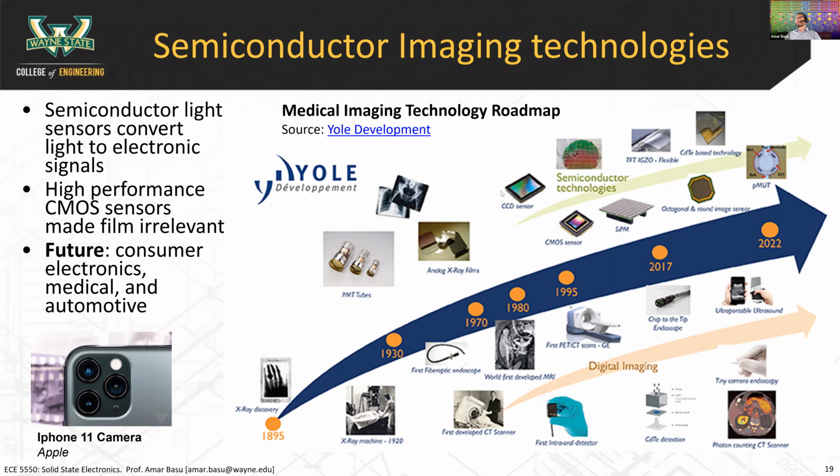Starting in the 1970s and in the 80s, there were these things called CCD sensors, which were made using, I guess you could say, a precursor to some semiconductor technologies. And the CMOS sensor is the one that has become quite popular now. It's been used since the mid 90s in scientific imaging and medical imaging.